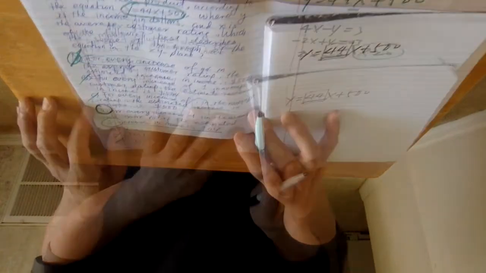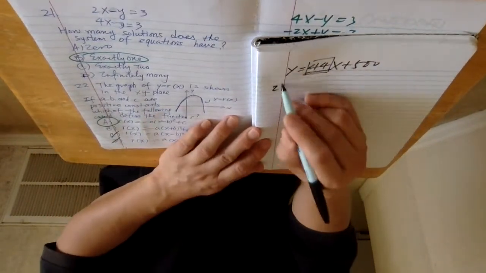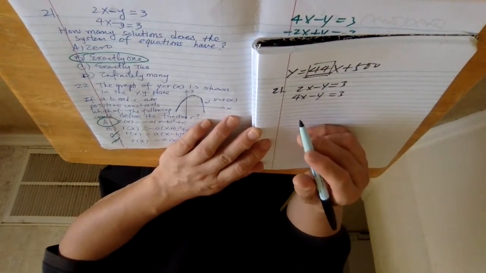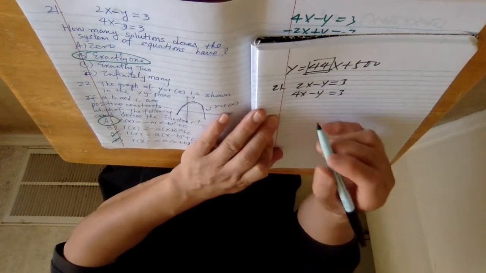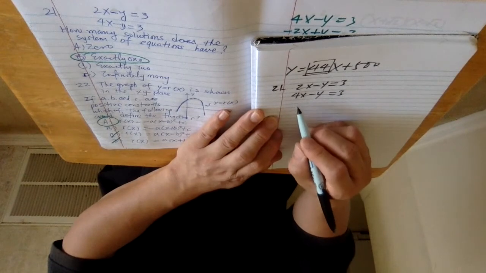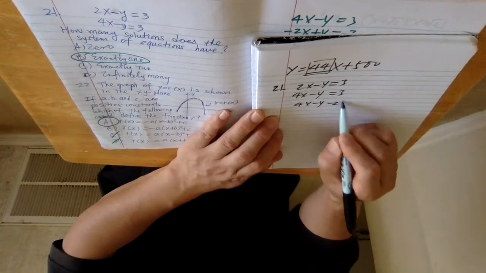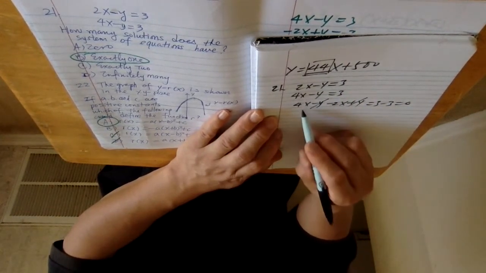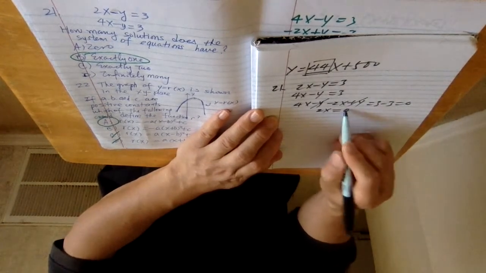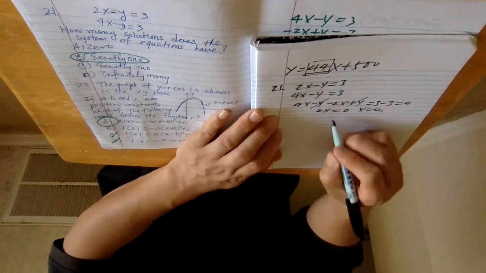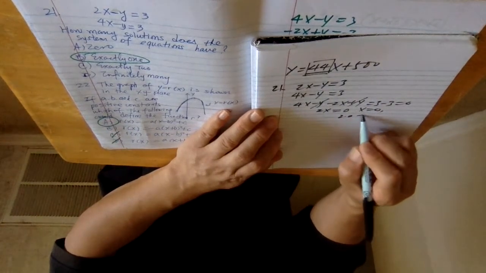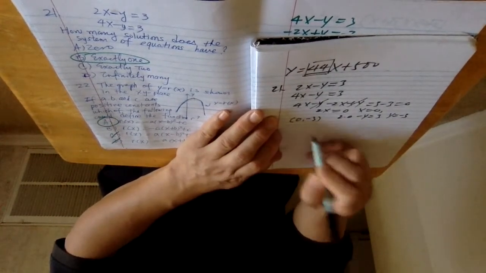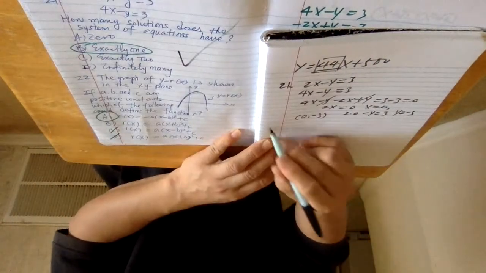so it's going to be D, 44. Number 21, 2x minus y equals 3, 4x minus y equals 3. How many solutions does the system of equations have? So we can use equation 2 subtract equation 1, so 4x minus y minus 2x plus y equals 3 minus 3 equals 0. So y and y cancel out. So 4x minus 2x is 2x equals 0. So x equals 0, and for y, we're going to put x equals 0 in the system. So 2 times 0 minus y equals 3. So y equals negative 3. So the solution will be 0 and negative 3. So one solution.